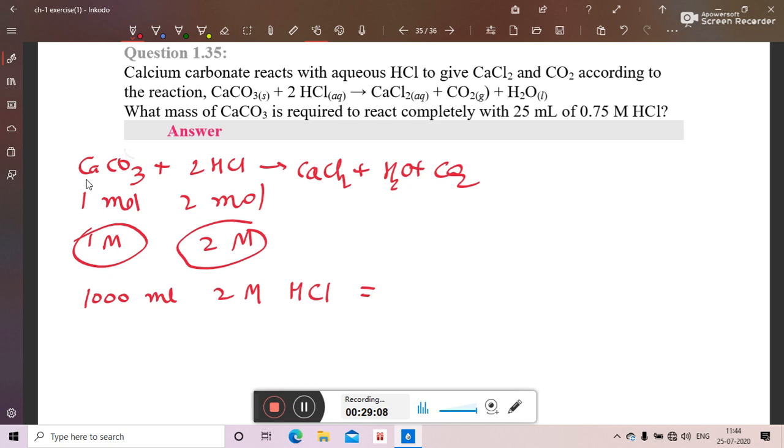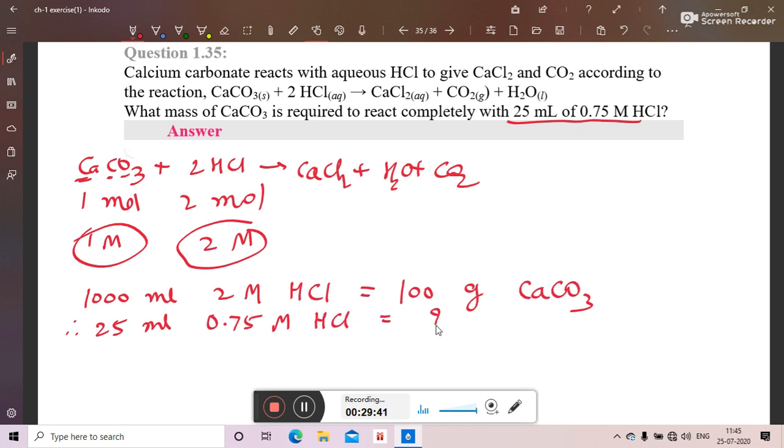Now 1 mole of calcium carbonate has the mass: calcium 40 plus carbon 12 plus oxygen 16 times 3, which is 48. So it will become 100 gram. So 1000 ml of 2 molar HCl reacts with 100 gram of CaCO3. Now in our question it is given 25 ml of 0.75 molar HCl. So it should react with what amount of CaCO3?